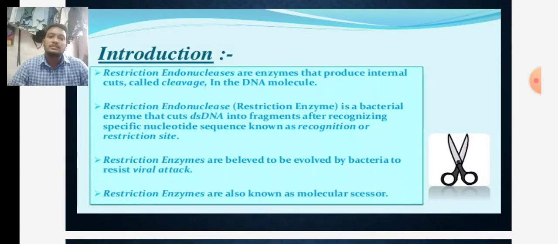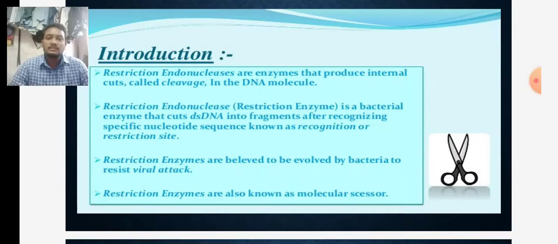Restriction endonucleases are present in bacteria. For what purpose? Because they protect against viral attack. We know there are various viruses: animal viruses, plant viruses, human viruses, and also bacterial viruses available in nature. As we have already studied in virology, some viruses attack bacteria, replicate in the host cell, and then burst out or rupture the host.